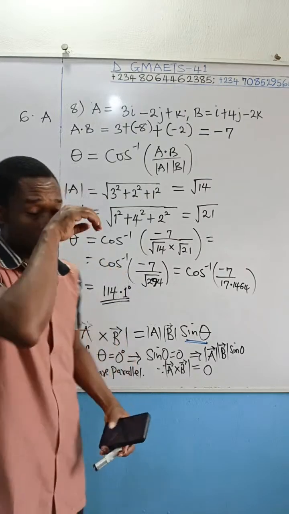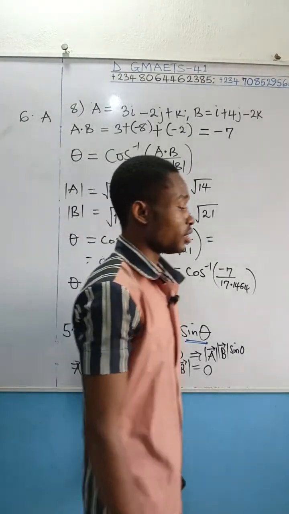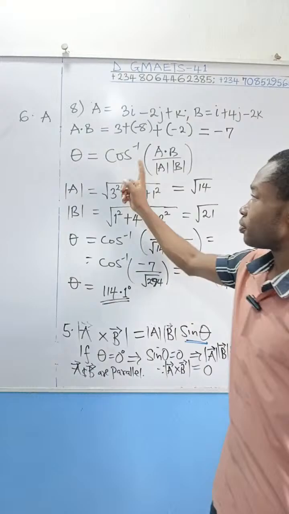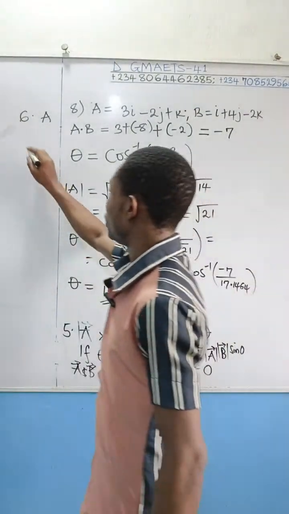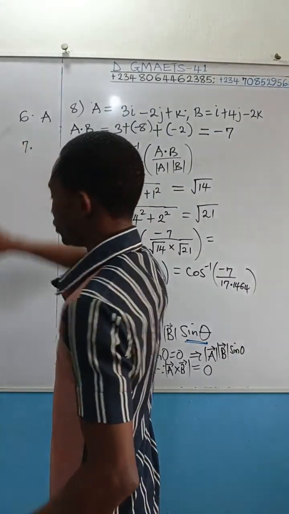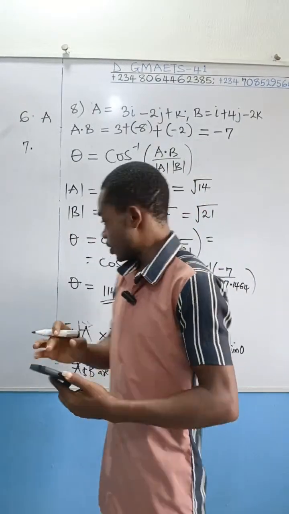That's good. So we are done with this. You've seen how we obtain the angle between two vectors using the knowledge of dot product. So let us take the last question, question number 7. No, this is question 8. I omitted question number 7 earlier.